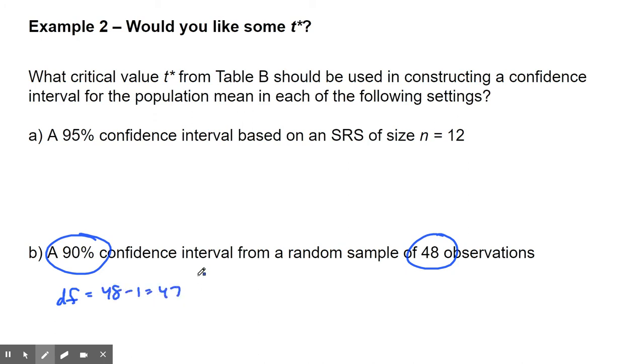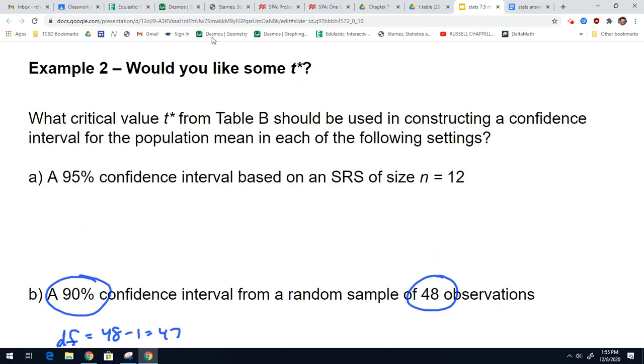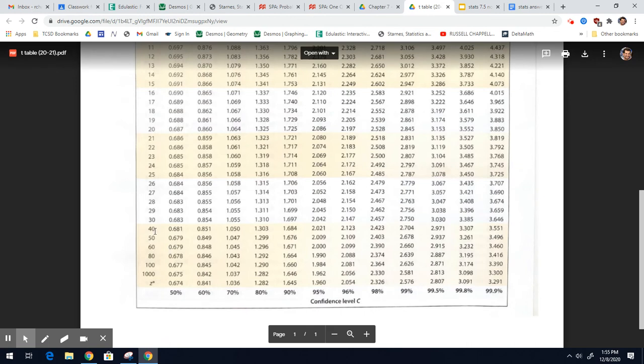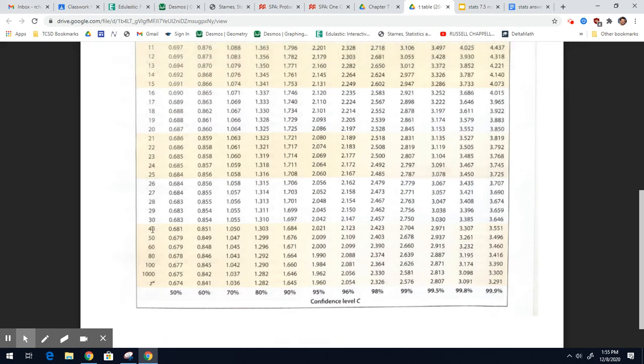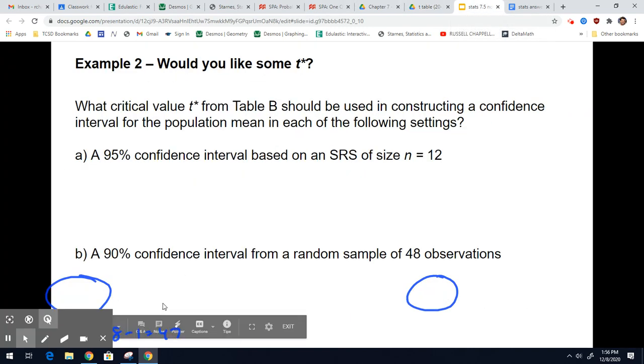Now you'll notice on the table, let's go there real fast, that 30 jumps to 40, and 40 to 50. So 47 is in between 40 and 50. I know 47 is closer to 50, but you always round down. So your degrees of freedom is going to be 40 in this problem.